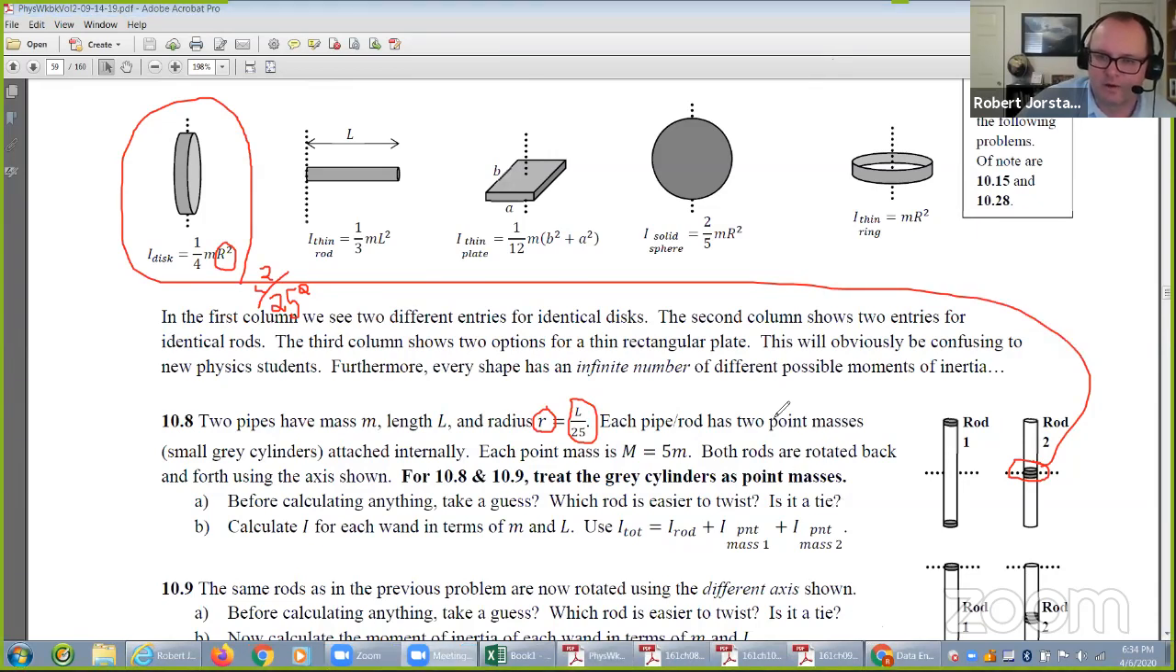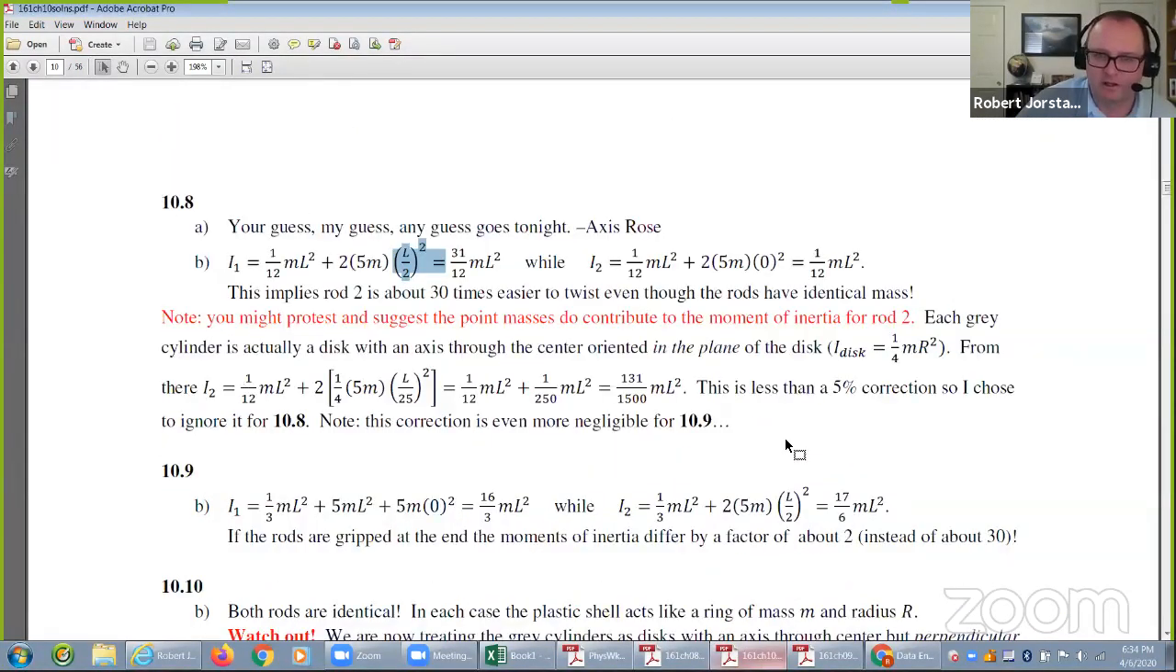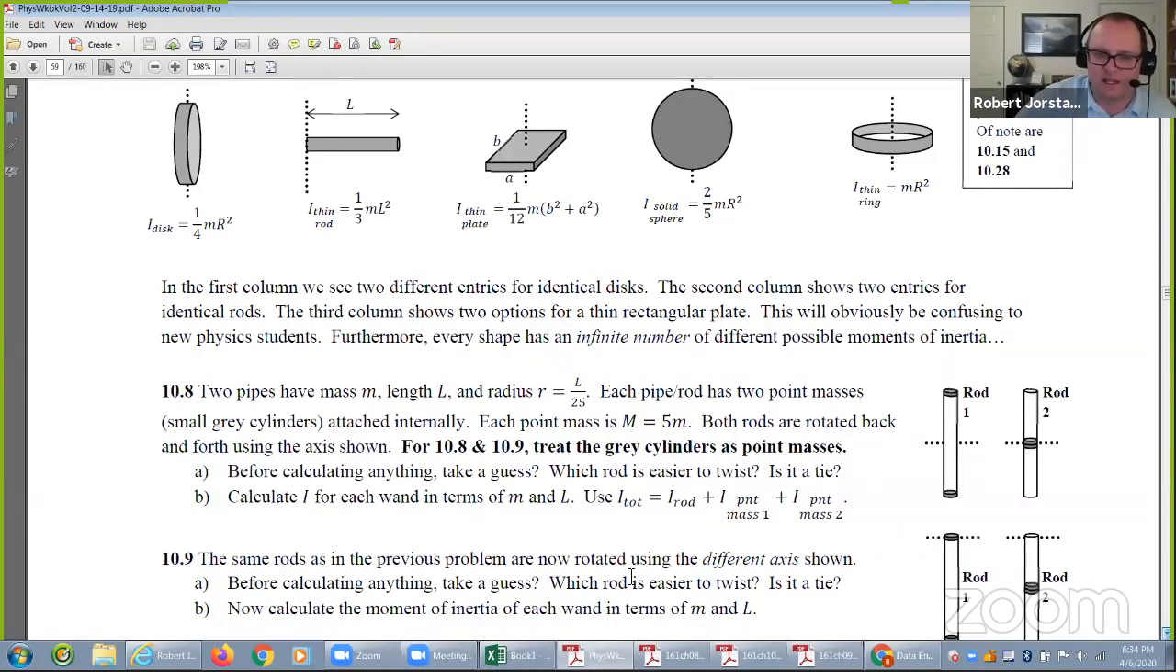So I'm going to go back to the other one here. And I actually worked it out. If you want to see what it would look like, you could do it. All right. And it's less than a 5% correction. So I think it's reasonable. It's even more negligible for 10.9. So I think these are actually really good problems to do. And I think you would be crazy if you don't read these instructions and follow them closely and do these problems. And at the very end, what you could do is you could tabulate these things.